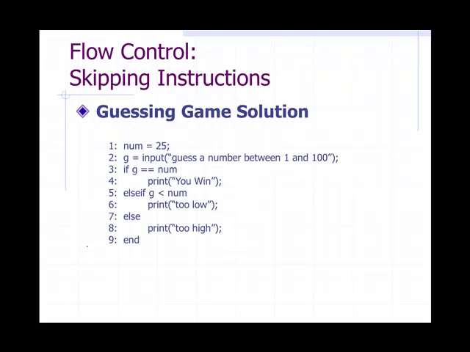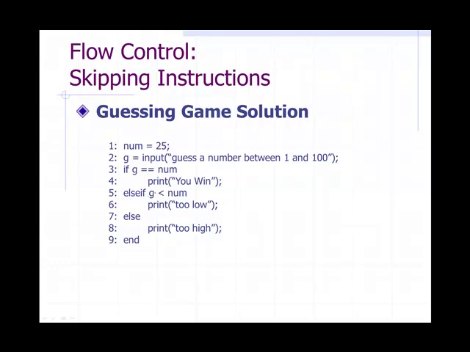So here's the code for the guessing game. I've got a variable, num is equal to 25, that's the number to guess. G is equal to input, guess a number between 1 and 100. If G is equal to num, notice this double equal sign. I've got to say, double equal sign means compare. If the variable G is equal to the variable num, print you win.